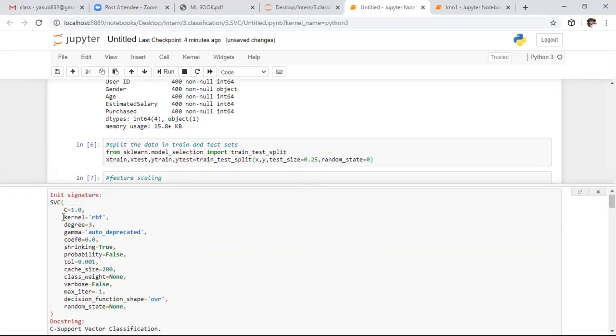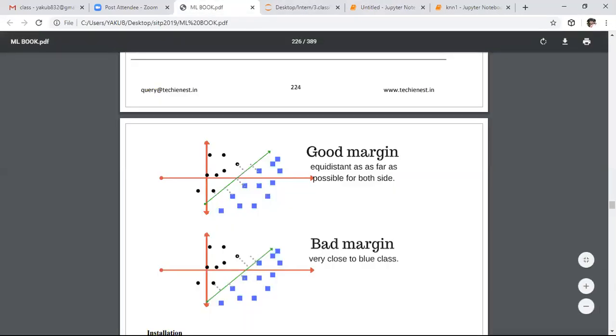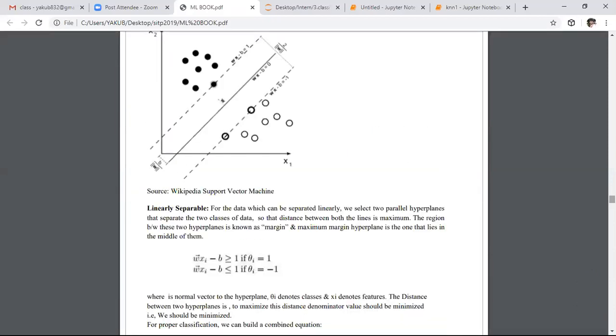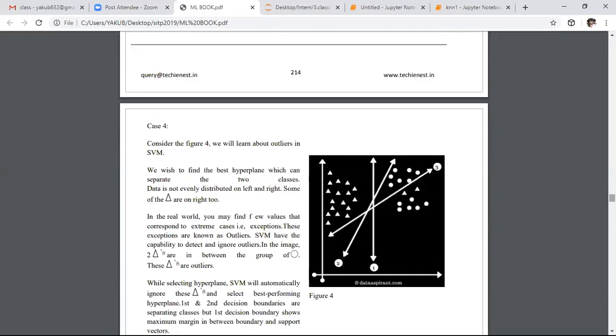As we already saw, here C is called the regularization parameter. Remember this thing? C is called the regularization parameter. By default, it is 1. In the book, I showed you this thing. Here we have a trade-off kind of thing, where in one example we saw the trade-off.